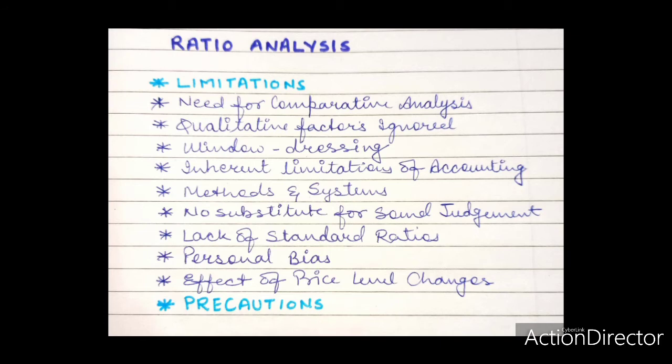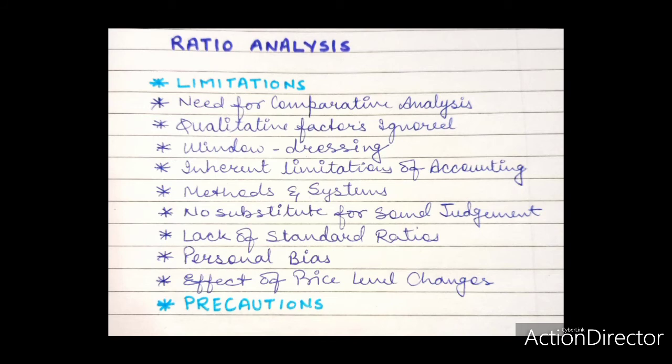Personal bias. Ratios have to be interpreted, but different people may interpret the same ratio in different ways. Ratios are only means of financial analysis, but not an end in themselves. It should be clearly noted that ratios are only tools and the personal judgment of the analyst is more important. If the analyst does not possess requisite qualifications or is biased in interpreting the ratios, the conclusions drawn will prove misleading.